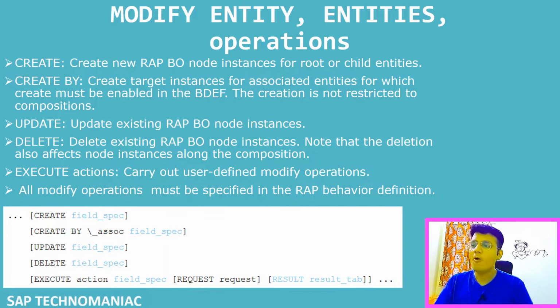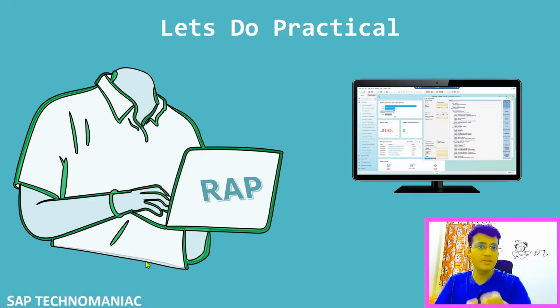As I told you, all modify operations must be specified in the RAP behavior definition. That's mandatory. If you are performing any operation on the RAP BO, you should first specify all those operations in your behavior definition, and only then can you perform them on that particular business object. Otherwise you will not be able to perform them. So this is the syntax. We also have to specify the field specification, which we will discuss in detail when we jump into the system, along with what all the field specifications are.